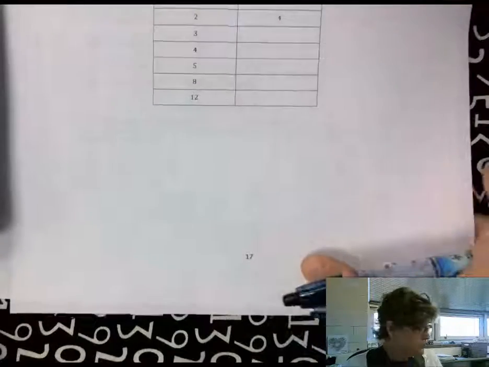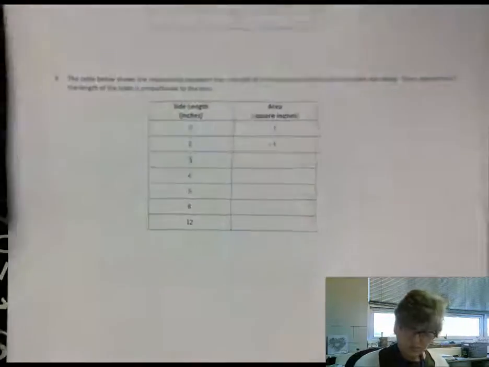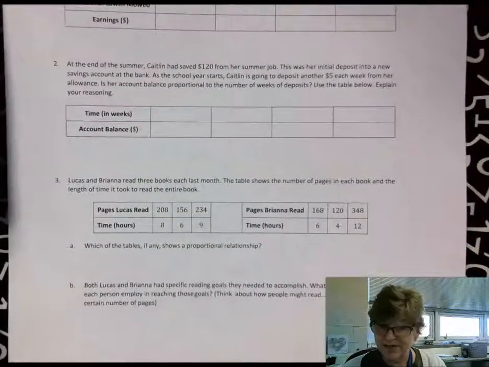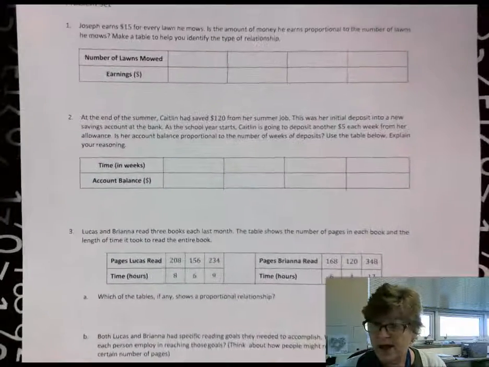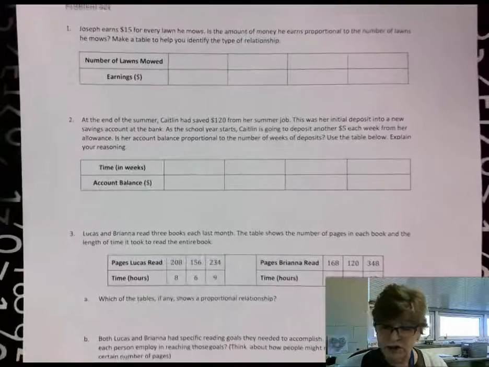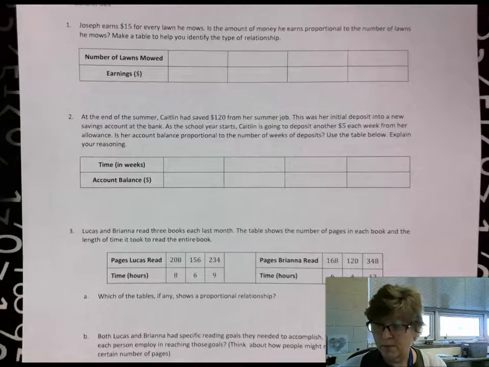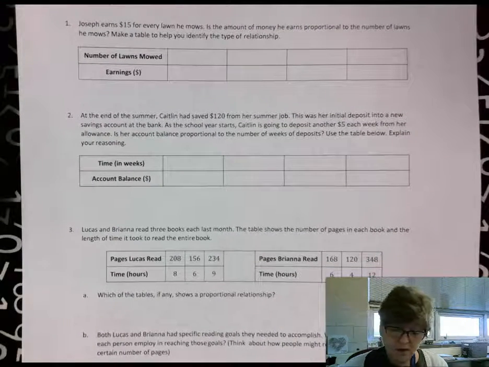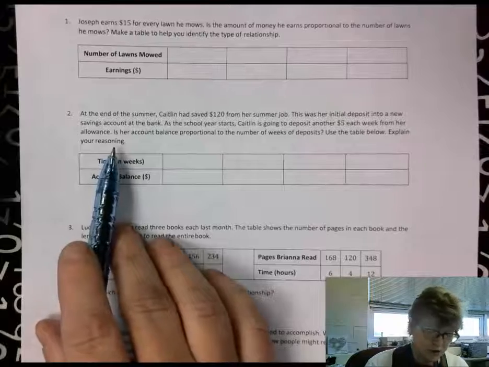Okay, we're going to move past page 17, and we're going to go on to our problem sets, and we're going to try one together. And then I will give you directions for what you're going to do by yourself. So we're going to actually take a look at number 2.